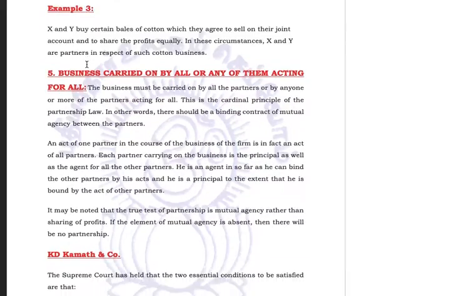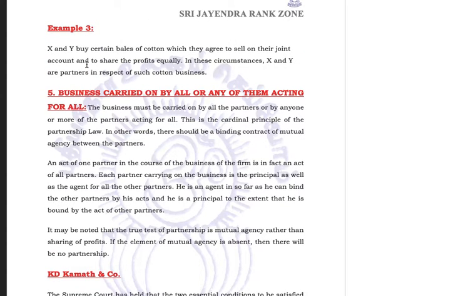Now let us do example 3. X and Y buy certain bales of cotton, which they agree to sell on their joint account and to share the profits equally. In these circumstances, X and Y are partners in respect of such cotton business. Okay, now this is a partnership.